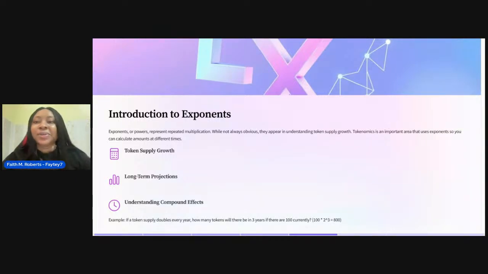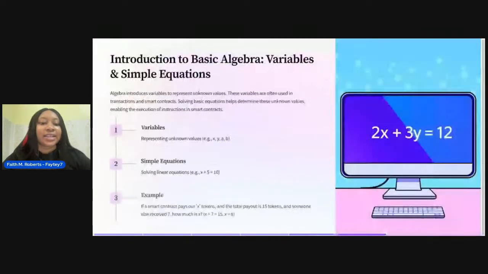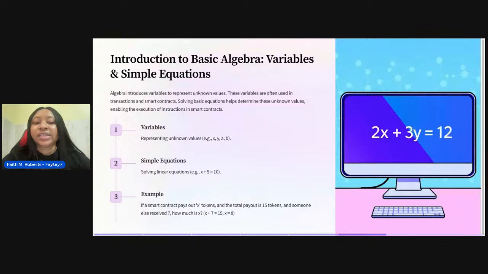All right, so my time is going and I have to hop off. So these are some of the basic algebra terms, variables, simple equations. We have variables representing unknown values like x, y, z, a, b, c, all of that. We have simple equations that we use to solve linear equations. Find x if this is this and that is this, find x.